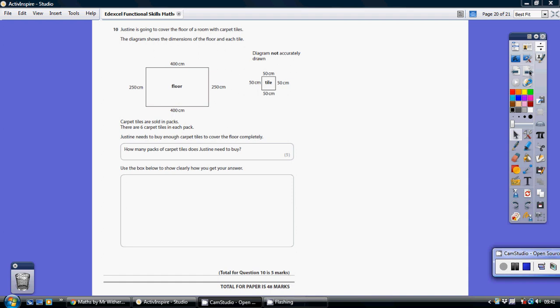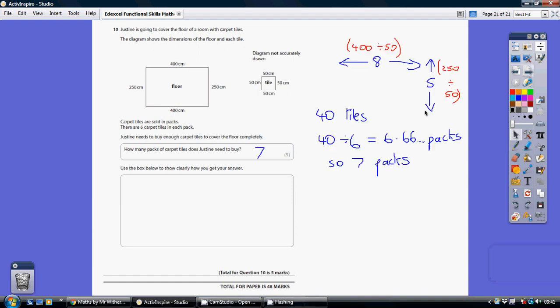Question 10. So I think our starting point is just to see how many tiles would fit inside here.